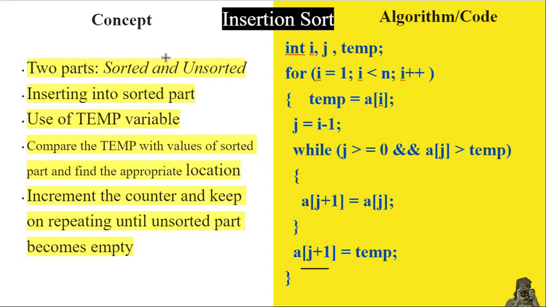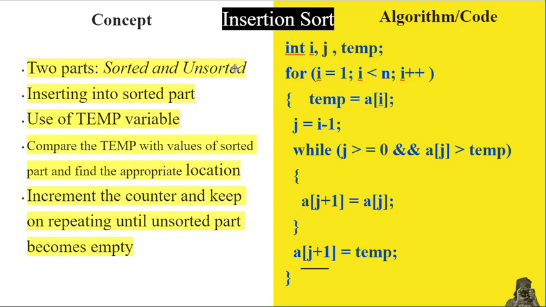So let's first understand the concept of insertion sort. Insertion sort again is similar to selection sort, in that we consider there should be two parts of the given data structure. One will be sorted and another will be unsorted. In selection sort we were finding the smallest number and replacing it with the first position of the unsorted array. But in this case, as is clear from its name, it's insertion sort.